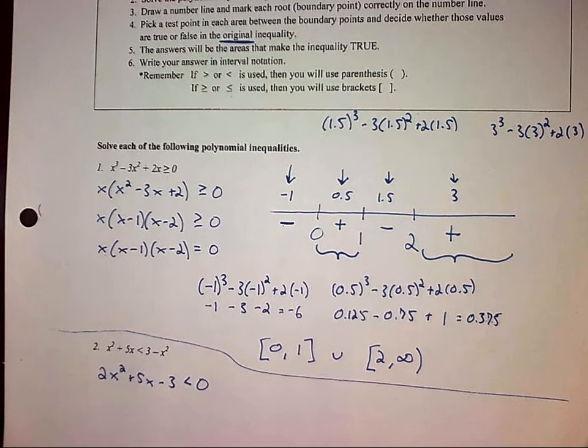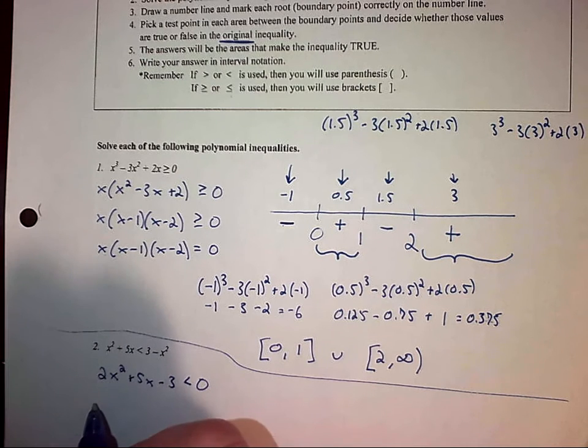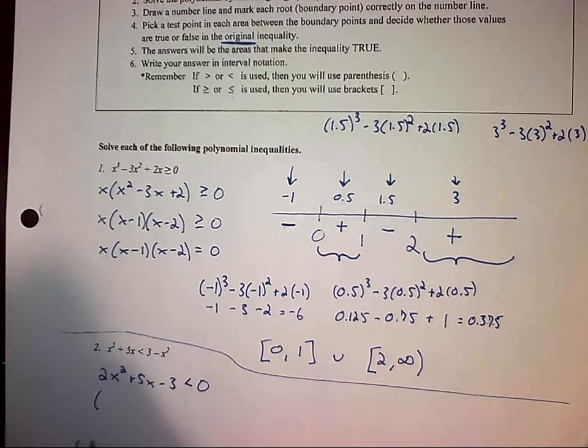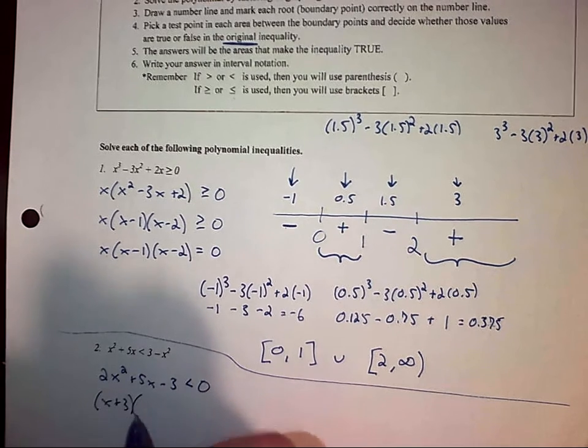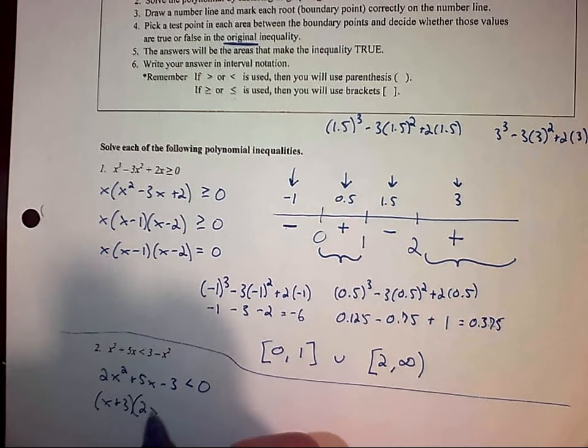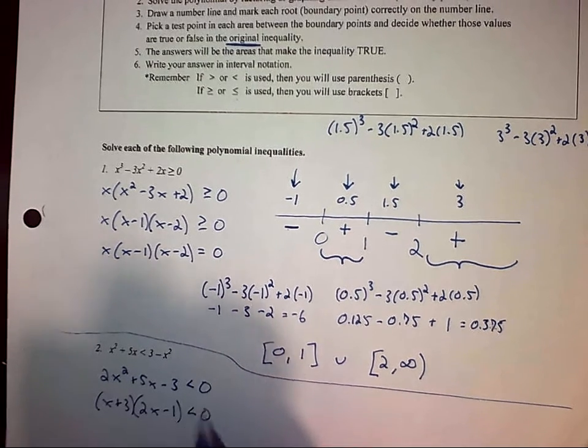All right. Now what we want to do is factor this stuff. Again, this factoring is something that we learned in a previous section. So here if we factor this, this is going to come out to x plus 3 times 2x minus 1. It's going to be less than 0.